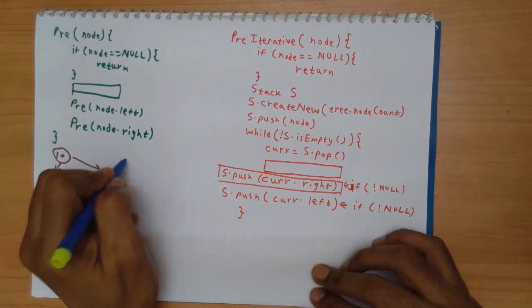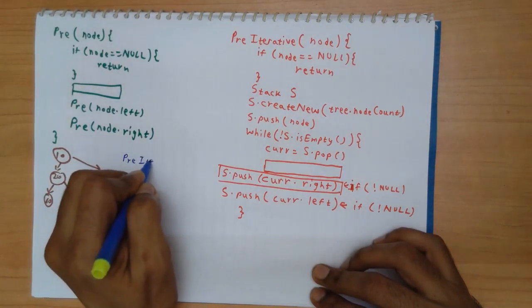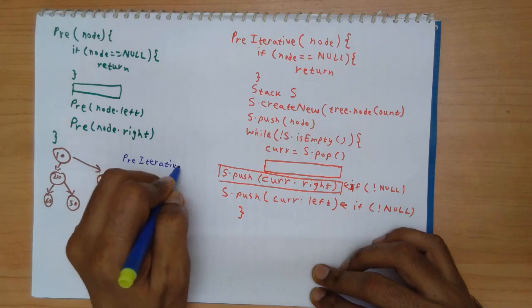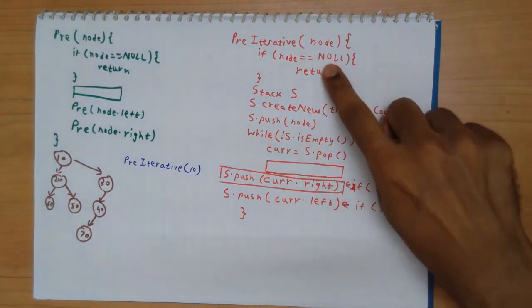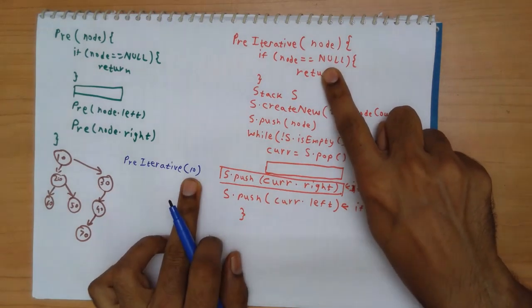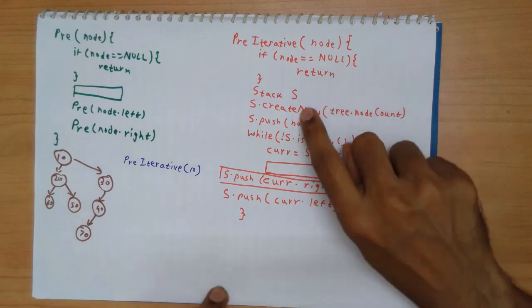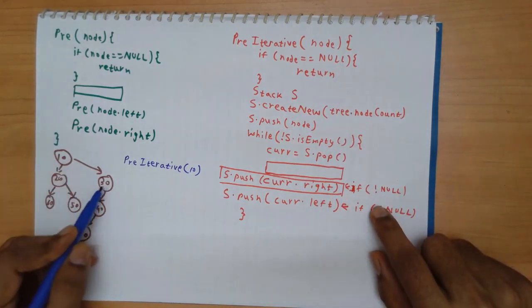So I would say that pre-iterative with 10. Okay, and what will happen is I will check if my node is null. So is the address of 10 null? It's not. That's fine. So I'll create a stack, and stack of what size will I create? 1, 2, 3, 4, 5, 6, 7.